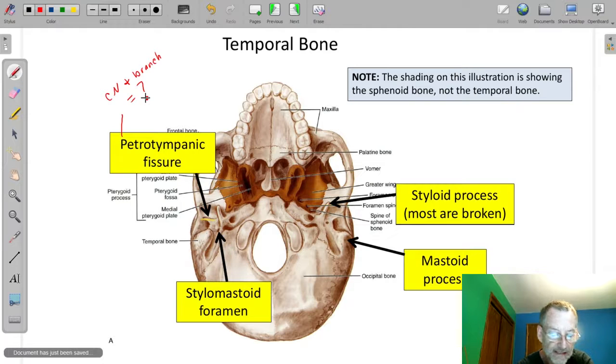Okay? Again, I believe that as we complete this section on the skull, you will know everything that's labeled in this illustration in your text.